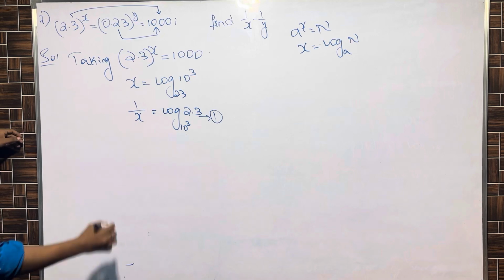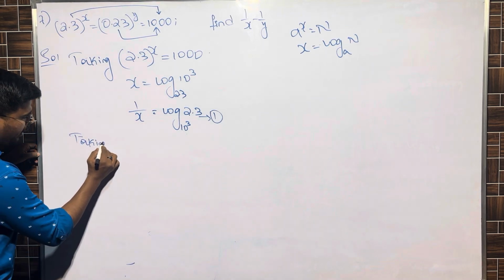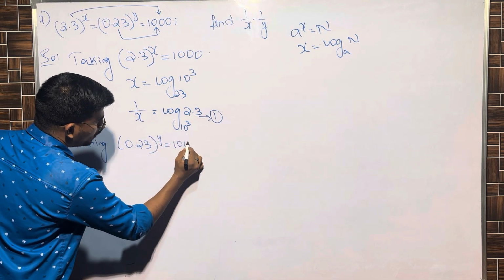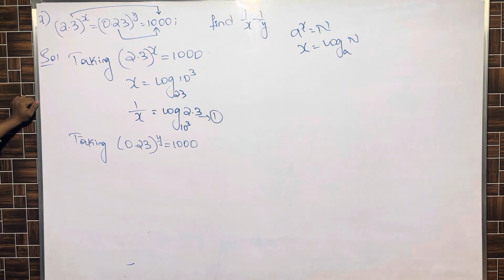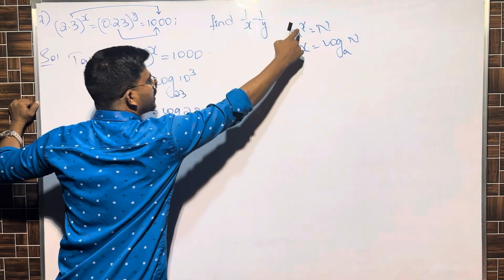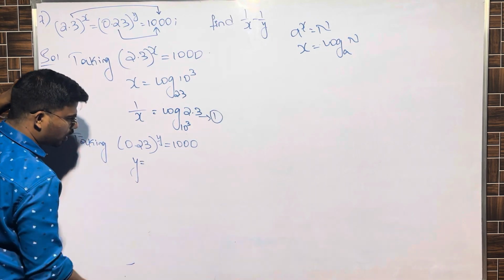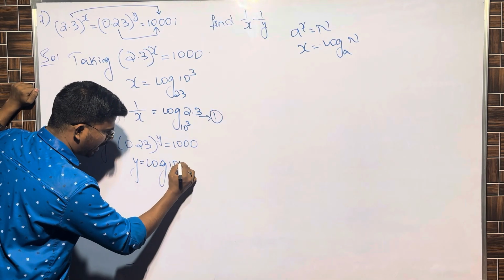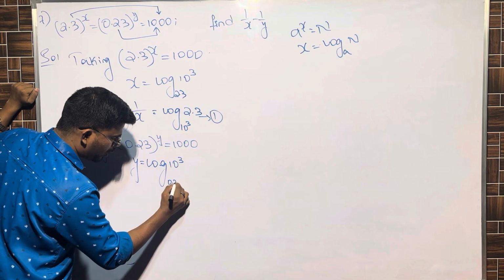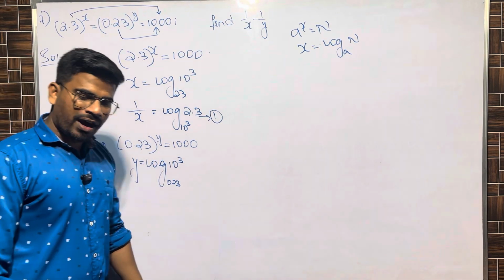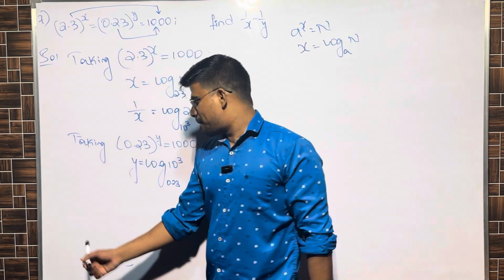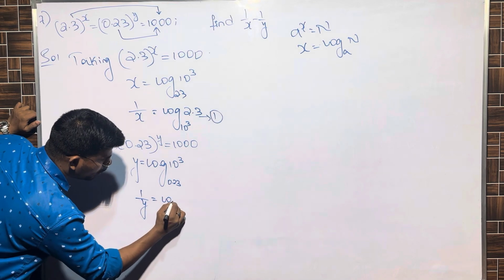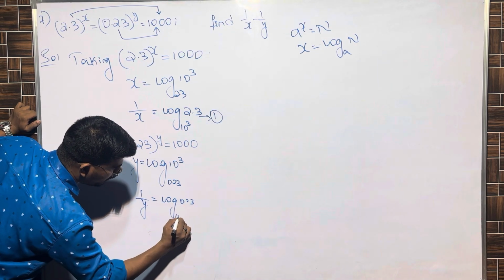Same way we have to find the value of 1 by y. Taking 0.23 whole power y is equal to 1000. From here, apply this logic. A power x is equal to n. The same way, y is equal to, you tell me what it will be, log 10 cube. This will shift here, 0.23. Are we supposed to find the value of y or 1 by y? 1 by y. So y is equal to log 10 cube to the base 0.23. 1 by y is equal to log 0.23 to the base 10 cube.